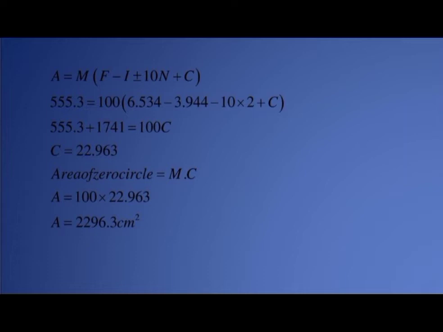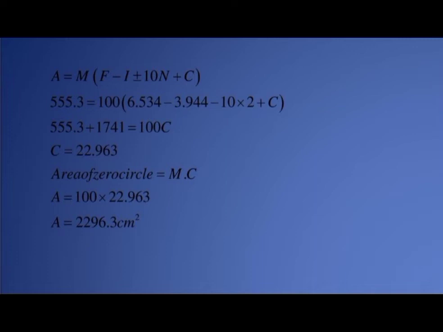So 555.3 is equal to 100 times the quantity. So first let's fix this. First is 6.534 minus 3.944 minus 10 times 2 plus C. So the answer of that is 1741. And then we will add 555.3 plus 1741, which is equal to 22.963, which is the C.